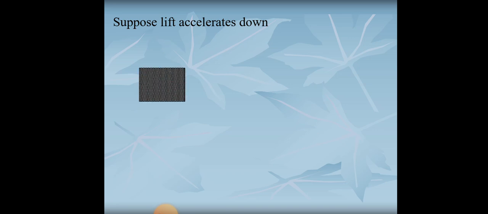So now let's go to another example. In this example, we can see that suppose the lift accelerates down. That diagram there is the lift. The only situation whereby the lift can accelerate down is whereby the mg is greater than what? Than the N. Therefore, the acceleration is going to go where? It's going to go down.